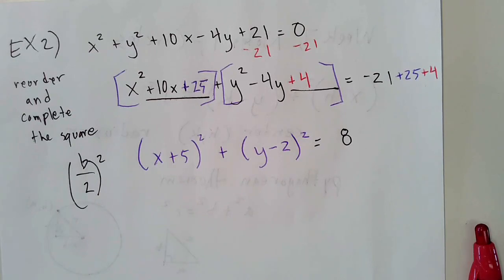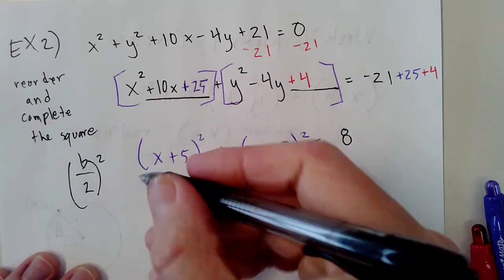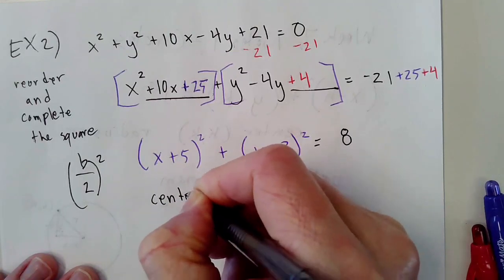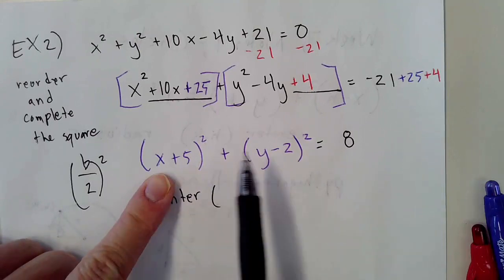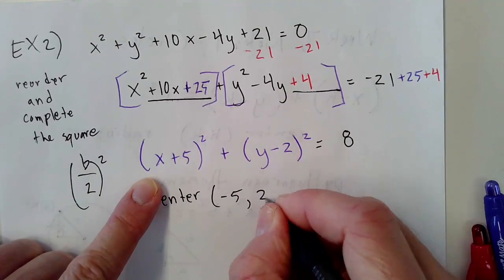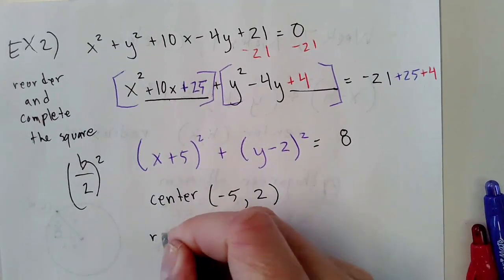So let's identify our center and our radius. That's all we had to do. So our center is, this is very easy from here if you know how to read the equation. The center is (h, k), so yeah, h and k are opposite. So negative 5, positive 2. So that's our center.